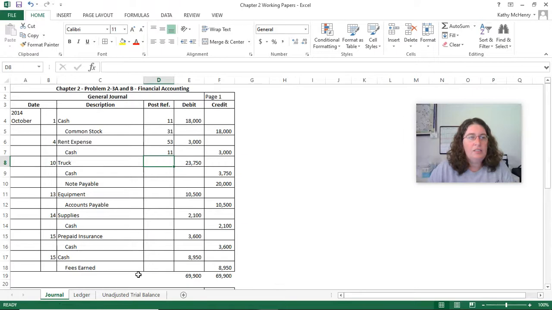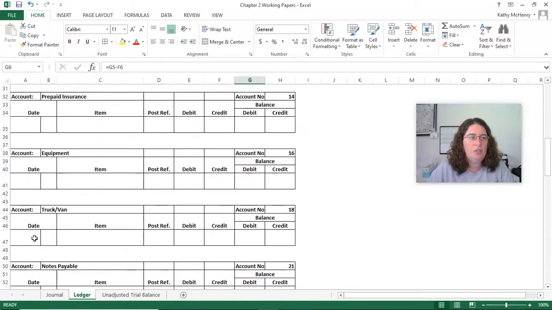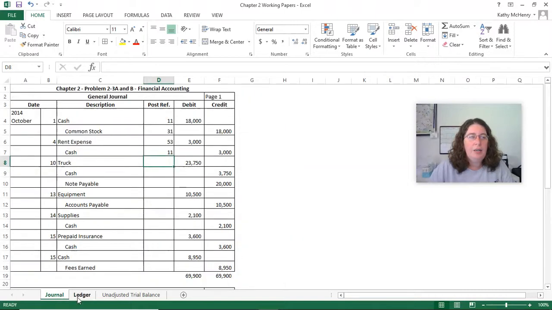The next one is the 10th. We bought a truck for $23,750. So we're going to find truck. Now you'll notice that this one says truck/van. I think it was 23,750. And the reason for that is for this step-by-step problem, it's called a truck. For your assignment, it's called a van. And this way you can use the same Excel spreadsheet for both. Yep, 23,750, and it was number 18.